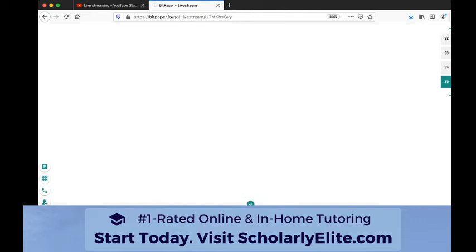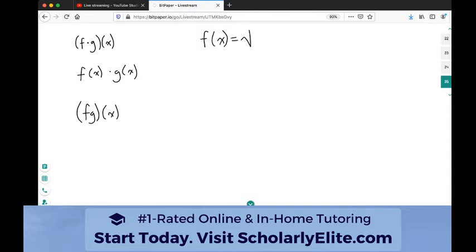Alrighty, so we've got f times g of x, oops, which is the same thing as saying f of x times g of x, which is the same thing as saying fg of x. Okay, so let's say, for example, our function for f is the root 3x. And then g of x is square root x squared minus 4.